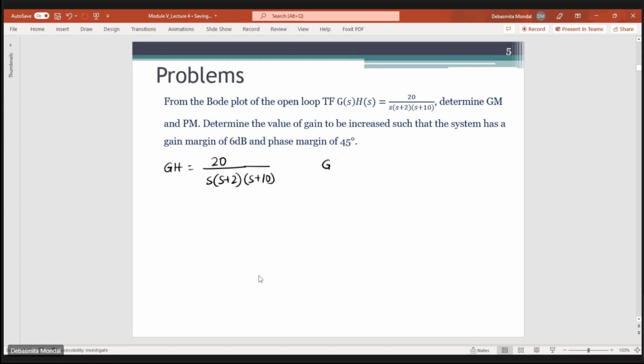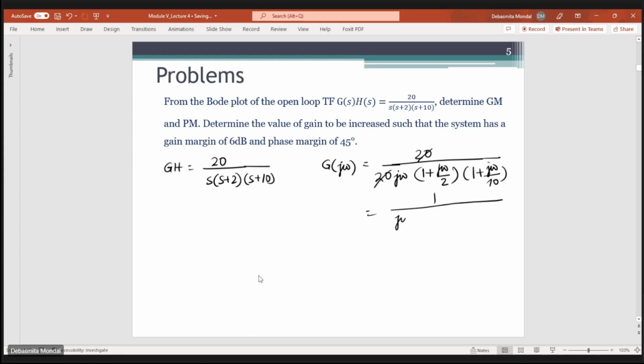So you can write this in terms of J omega. This would be 20 by J omega into 1 plus J omega by 2, 1 plus J omega by 10, divided by 20. So this 20 gets cancelled out, and you have 1 by J omega, 1 plus J omega by 2, 1 plus J omega by 10. Here you have 3 poles in this system. One is at the origin, so it would be a minus 20 dB per decade straight line.